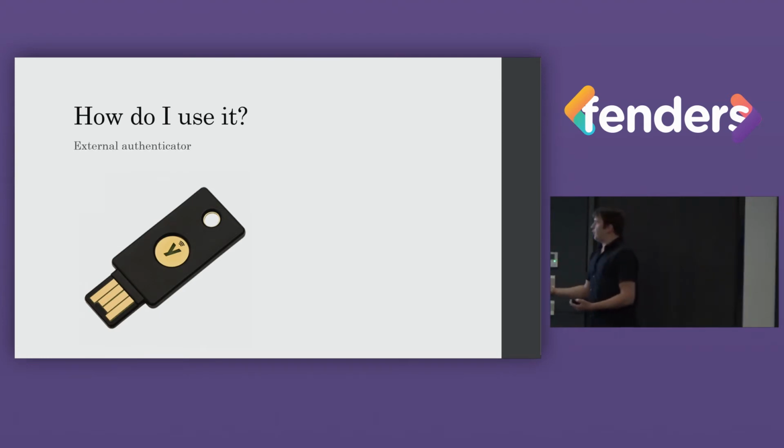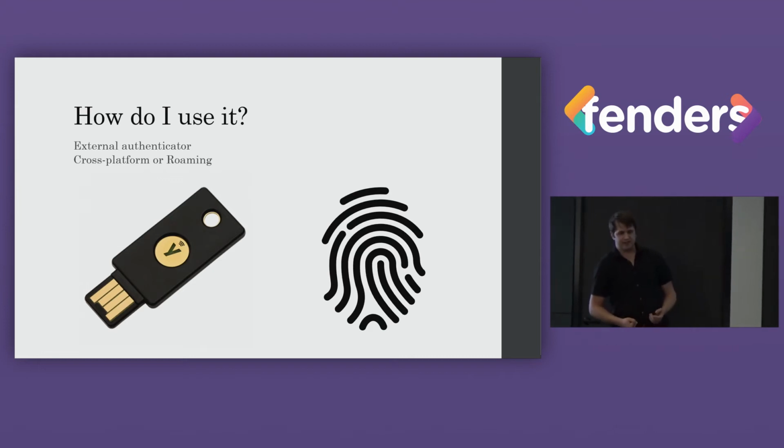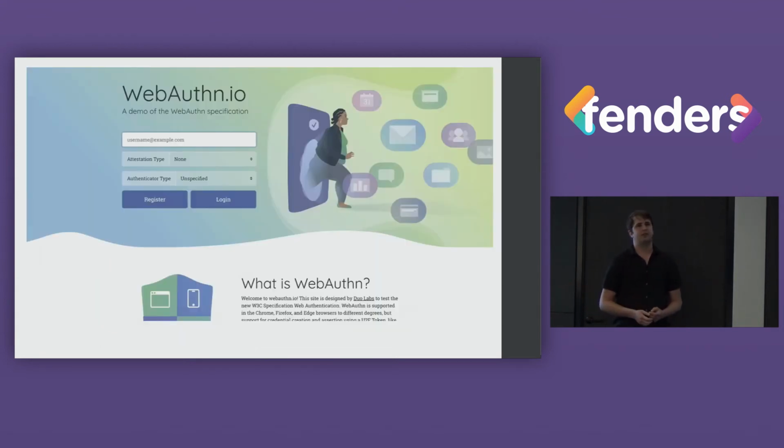And this you'd call an external authenticator. You might also see it referred to as a cross-platform or a roaming authenticator. That's because you can use it between different devices. The other option is a fingerprint, or more specifically, a device that accepts a fingerprint to log in. I'm going to wager that more people have one of those. So that's really where this thing is actually useful. You can use your phone to log in, and that would be an internal authenticator or a platform or bound authenticator, because it's bound to your device.